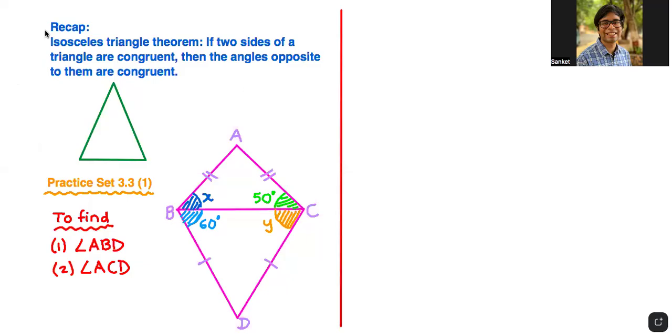Hello everyone. So now we are going to do practice set 3.3 first problem. But before we do that, I'm going to quickly recap the isosceles triangle theorem.